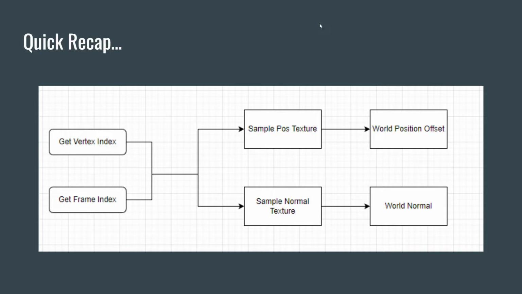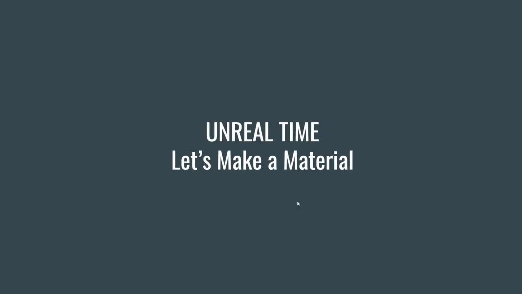So here's a quick recap of what I'm going to be showing you. We're going to create a UV in a material just based on the vertex index and the current frame that we're on, just using the code that I've already shown in the previous slides. This UV will then sample our position texture, which is generated by my plugin. And we're just going to plug this position sample into the world position offset for our material. We're going to do the same for the normal texture. We're going to sample it with the same UVs, and this will get plugged into our world normal for our material. Okay, so that's all that we need to cover to animate a static mesh.